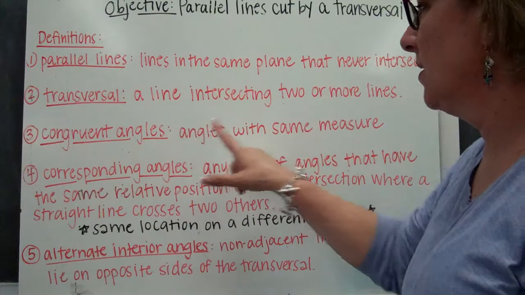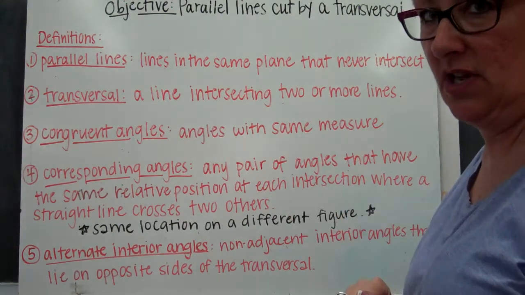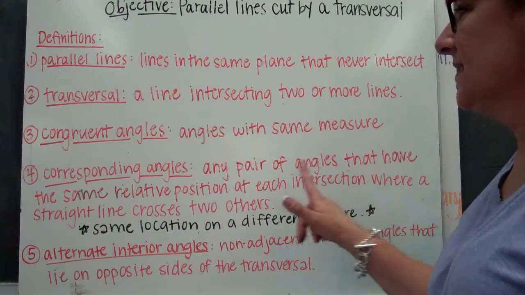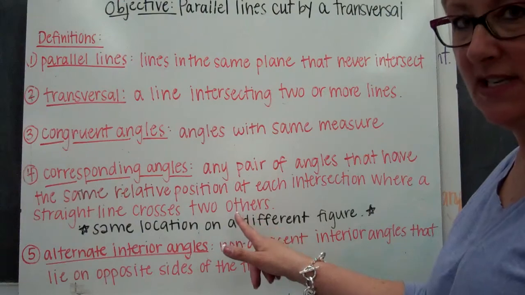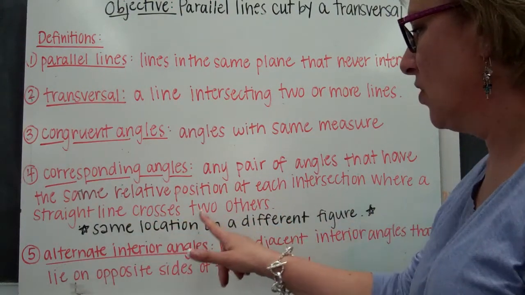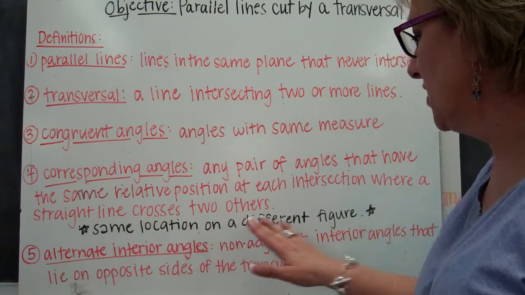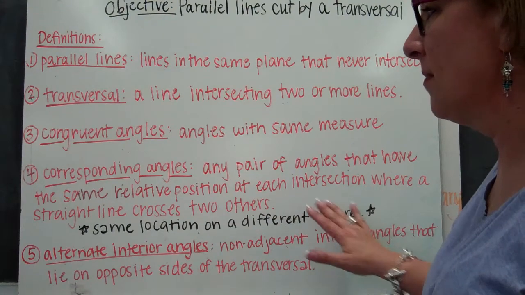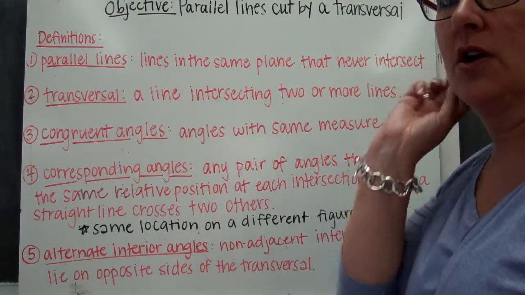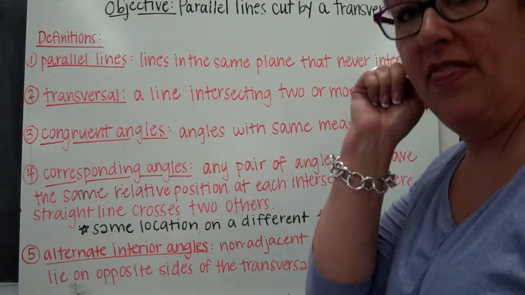Congruent angles are angles with the same measure, so they're going to be equal to each other. Corresponding angles are any pair of angles that have the same relative position at each intersection where a straight line crosses two others. For example, same location on a different figure. When we talk about corresponding angles, if I'm talking about my right ear, a corresponding part on somebody else's body would be their right ear.